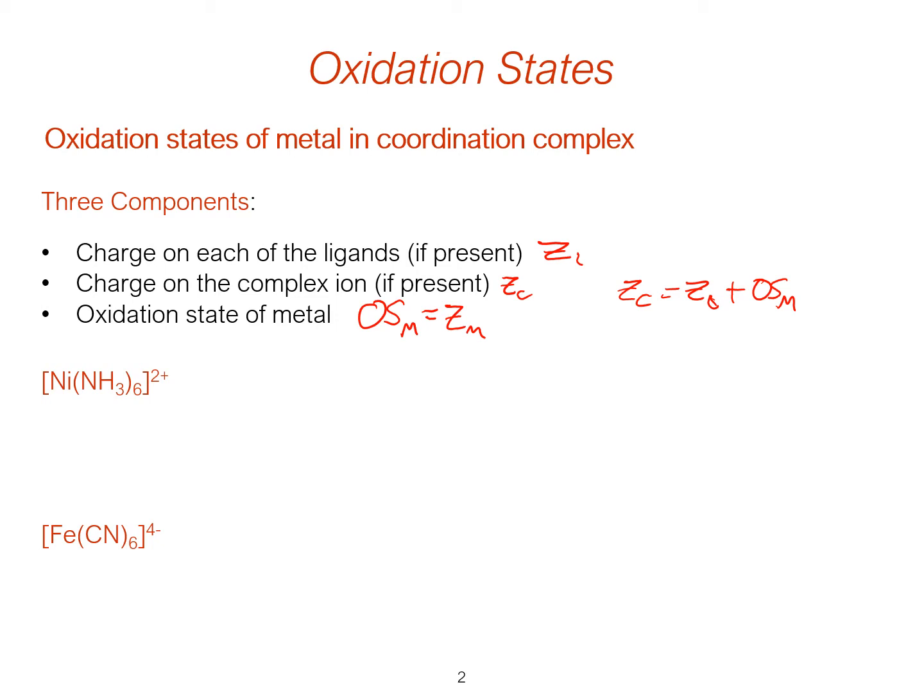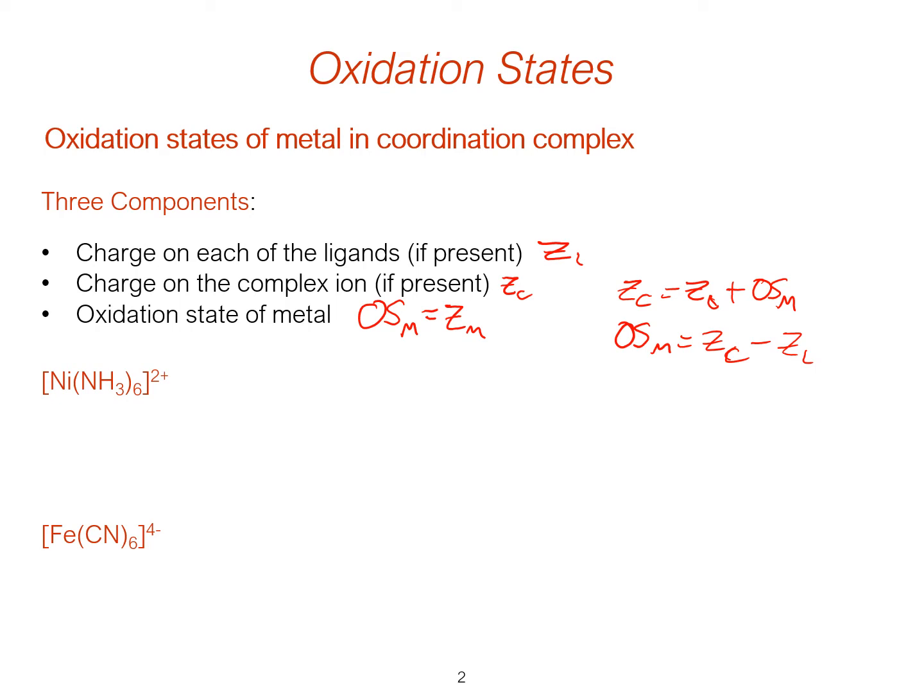So the charge on the whole complex is the sum of the charge on the ligands and the oxidation state of the metal. And usually, the thing we're looking for is the oxidation state of the metal. So we can rearrange this to give us the oxidation state of the metal equals the charge of the ligands minus the charge of the complex. No, sorry, that is actually completely the wrong way around. The oxidation state of the metal is the charge on the complex minus the total charges on the ligands. So I've got two examples here to show you how to do it.